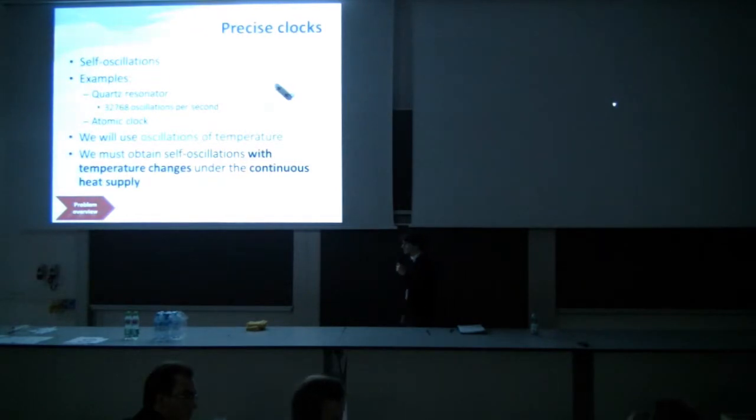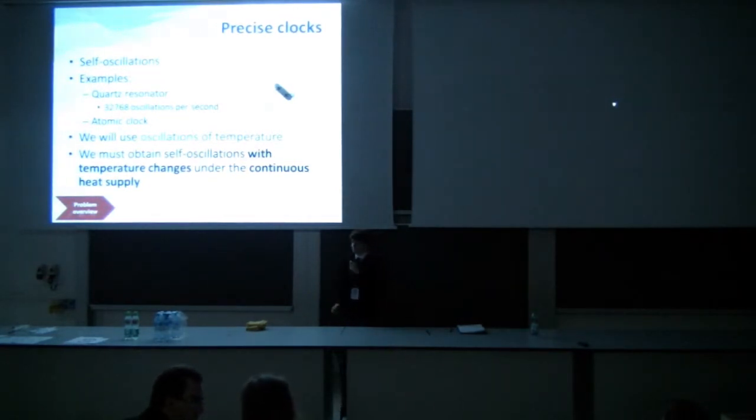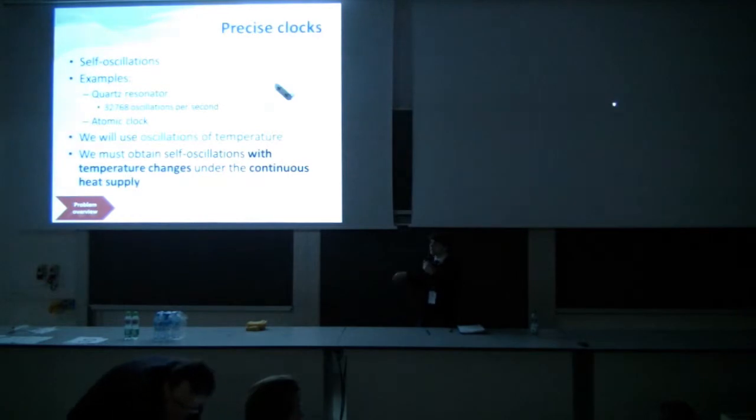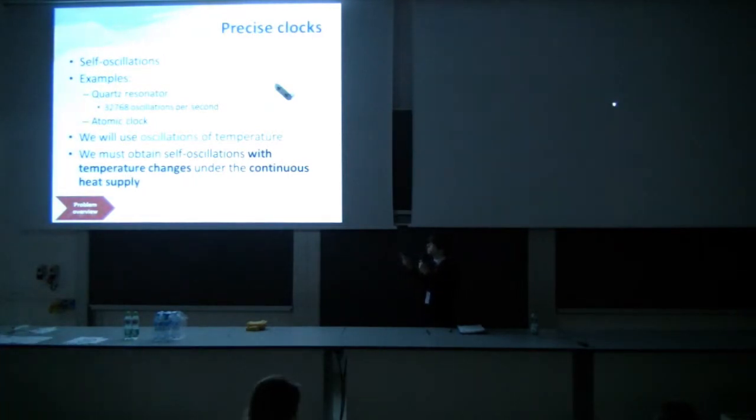So, how are precise clocks built? All the precise clocks in the world are built on self-oscillations. For example, my quartz clock has a quartz resonator in it, which produces 32,000 oscillations per second, and an electric circuit which counts these oscillations, and each 32,000 oscillations, it counts 1 second. In the same way work the most precise atomic clocks in the world. In the problem, we were asked to use oscillations of temperature.